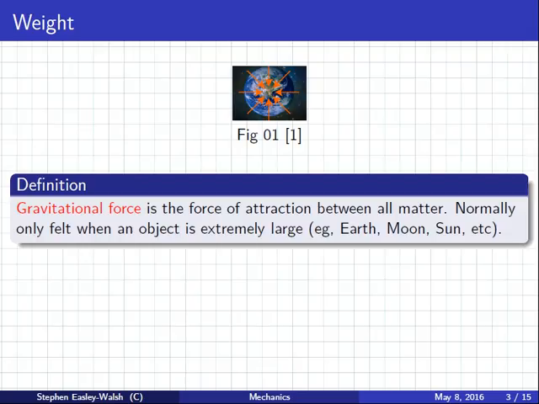What else has it? The sun has it. The moon has it. And we have it. Very small. But everything has the ability to pull other things to it, but we don't notice it until it's very big. So gravitational force is the force of attraction between all matter. Normally, you only feel it when it's very big, like the Earth, the Moon, the Sun. Okay. So if we can get this definition, gravitational force is a special type of force.